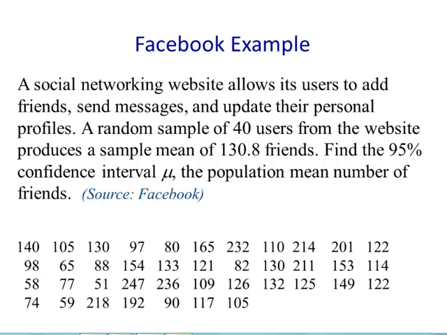Here's the next example. If you recall, this is the Facebook example where a random sample of 40 users from the website produces a sample mean of 130.8 friends. Find a 95% confidence interval for mu, the population mean number of friends.